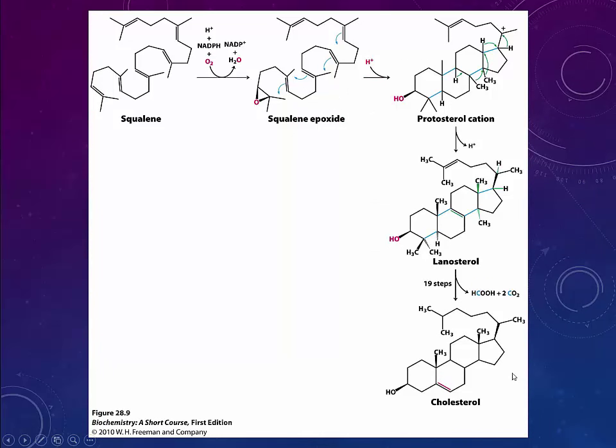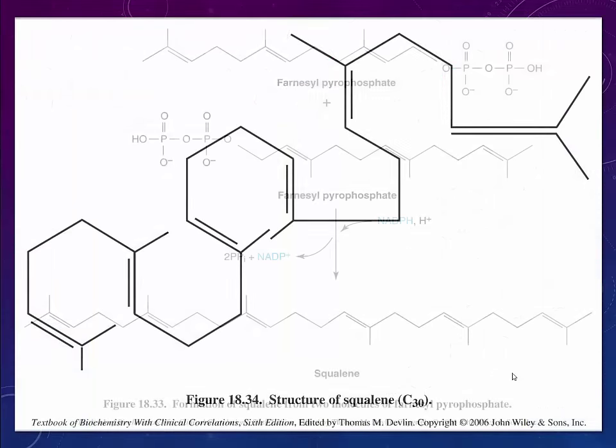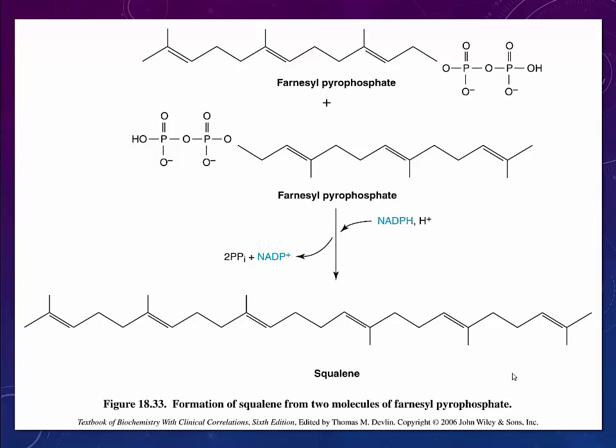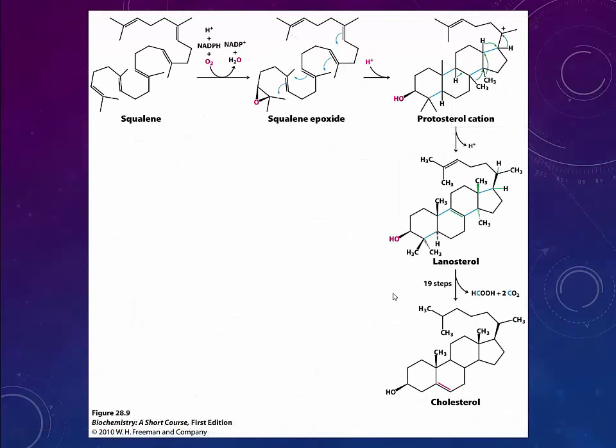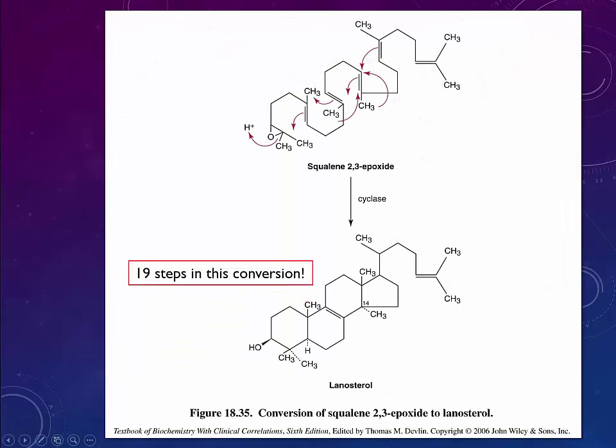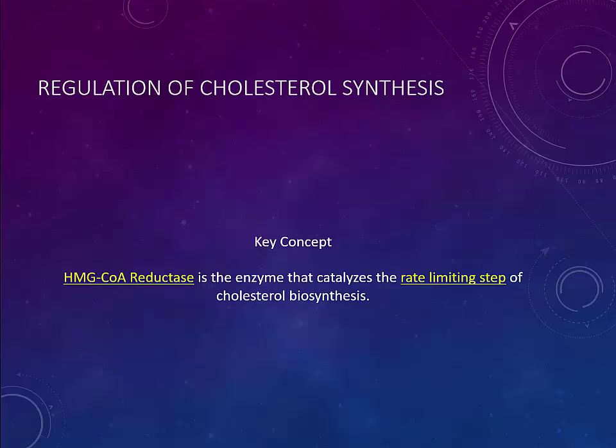So this is a ridiculously long synthesis, and you don't need to know it. If you can get to squalene, you've done well. Okay, squalene is our target molecule. From there, we assume cyclization to cholesterol. And that's it. That's it for cholesterol synthesis.